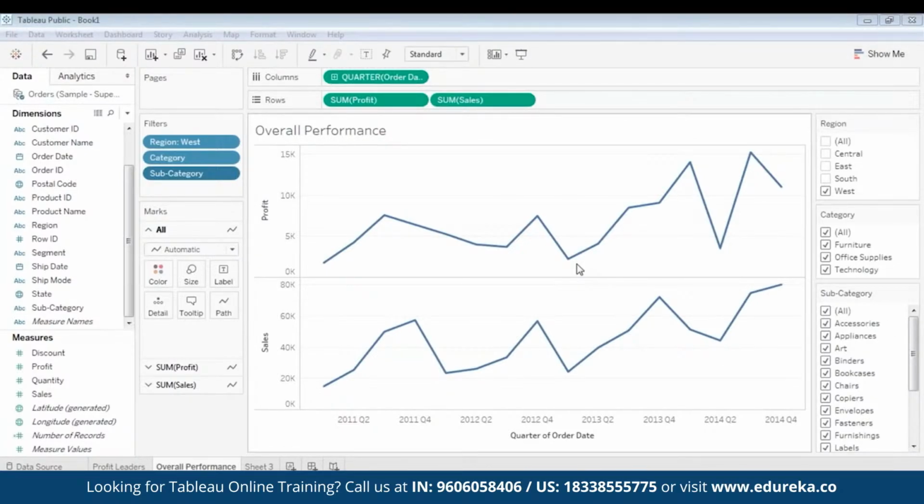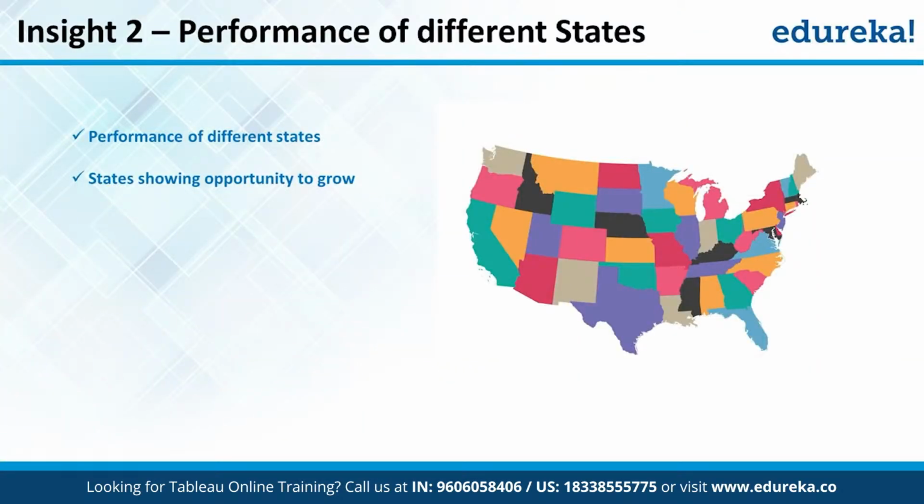Now that we have answered our first question, let's move ahead to the second question. So let me tell you what the second question was which we were supposed to answer. How different states have performed so far. Now that we know how regions have performed, we want to drill down to states, right? So how different states have performed so far, which states are showing promise to grow, and in which states the investor should stop investing, right?